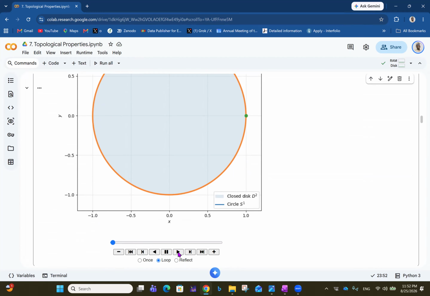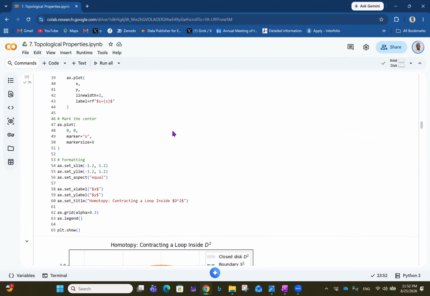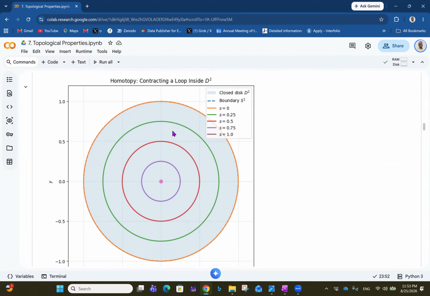But by the time you begin to animate it, you see that the circle is then fixed, but the disk at radius 1 is orange, and then it keeps shrinking into the center. So this other one shows us everything in a static fashion like that. So here, contracting a loop inside the disk D2. When the radius is 1, this is what you have here. So you have the closed disk D2. The circle is also there in blue, but you can't see it because it's overlapping with the orange.